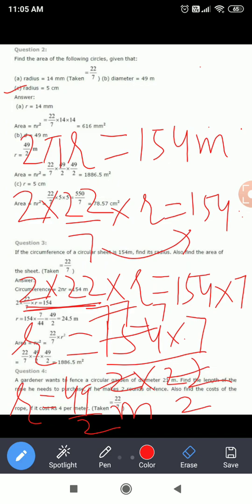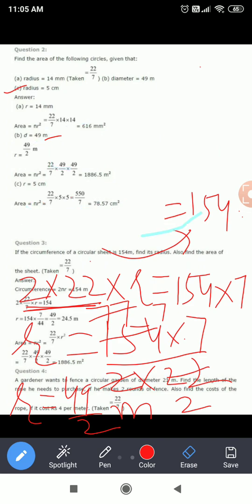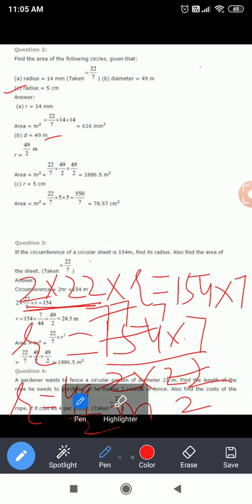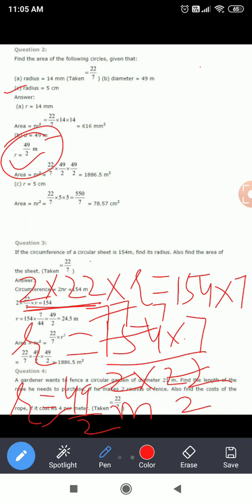Now we have to find the area. So we will put this radius in the area formula. So we will get similar to this, because here also radius is 49 by 2 meters. And here also we have got 49 by 2 meters. So area will be same. Similarly, you will solve for area, as you have done in question number 2 second part.